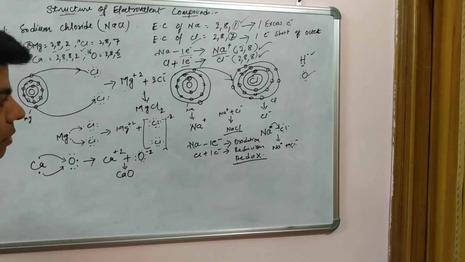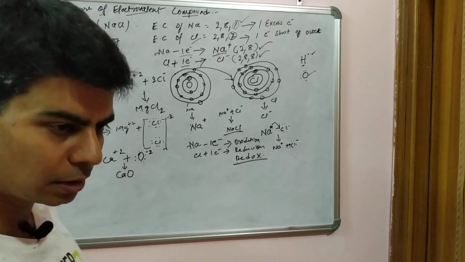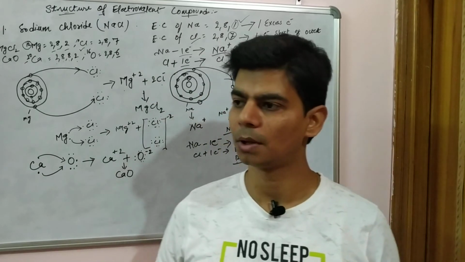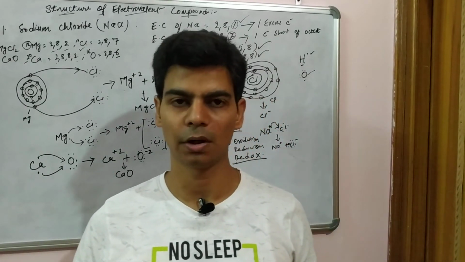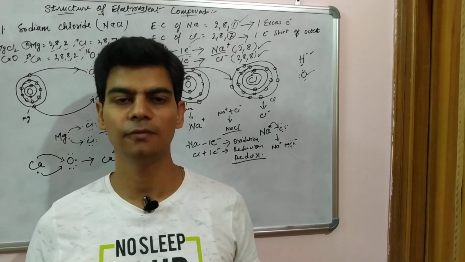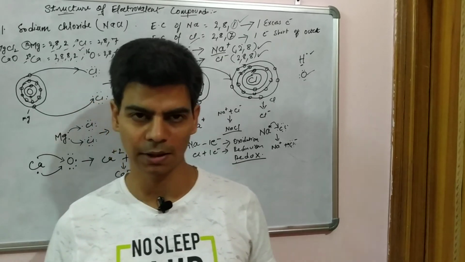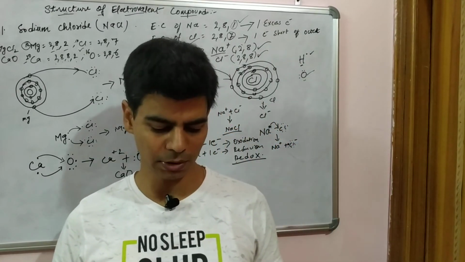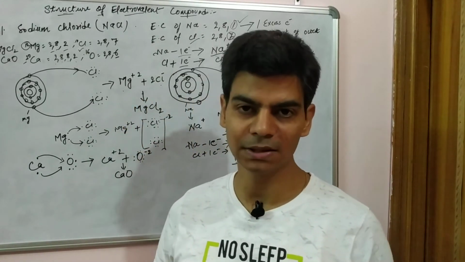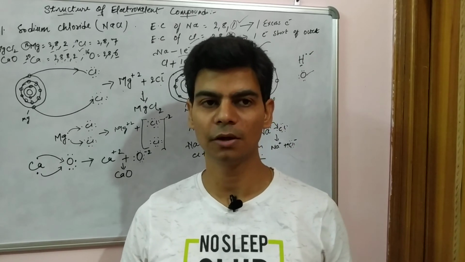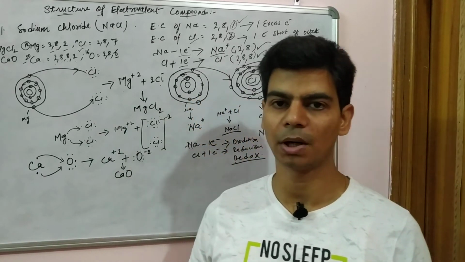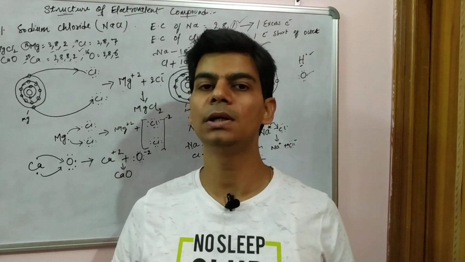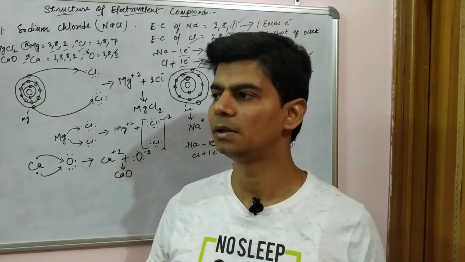And one thing, there are certain properties of electrovalent compounds that you need to keep in mind. All electrovalent compounds are solid. Why? Because of high force of attraction between oppositely charged ions. These are solid at room temperature. They have high melting and boiling points. Why? Because of the same reason, high force of attraction, you need to give more energy to electrovalent compounds to overcome that high electrostatic force of attraction to free ions from electrovalent compounds.